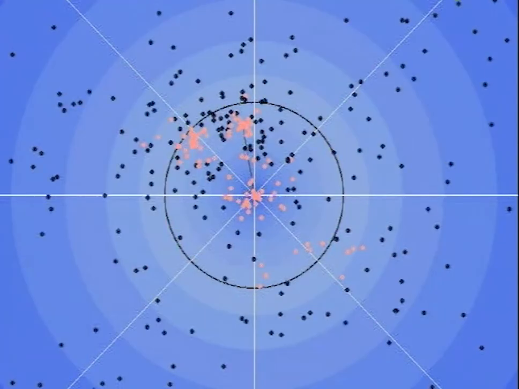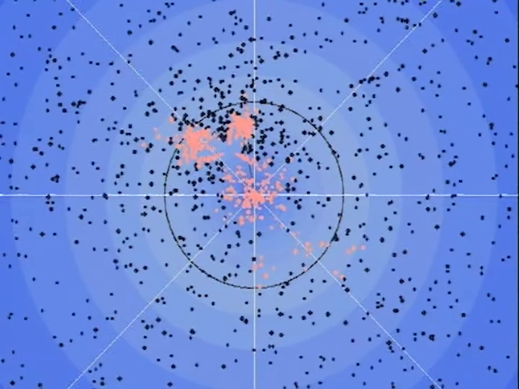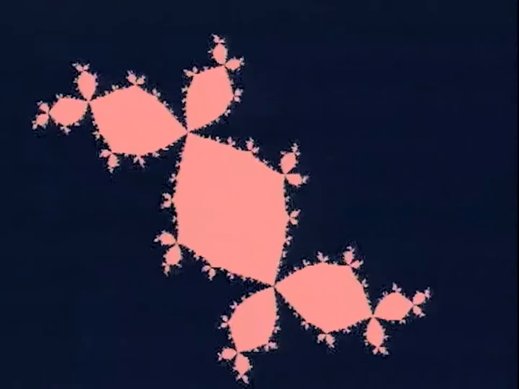And when we mark all of the possible outcomes, a drawing is formed, which is named the rabbit. In technical terms, this will be called the filled-in Julia set of the complex polynomial. Let's take a closer look at it.